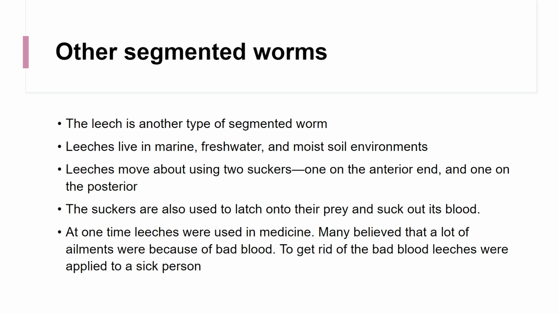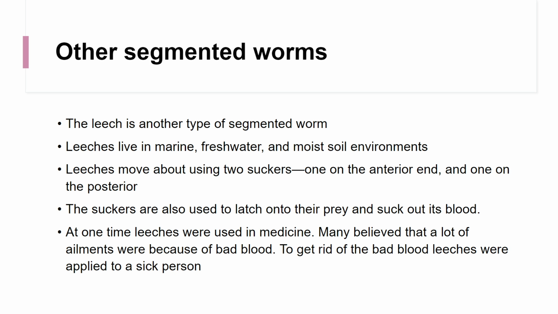There are other types of segmented worms as well, even though we were focusing on the earthworm. The leech is another type of segmented worm. It tends to be mostly freshwater. There are marine types, or some that live in soil. They do have two suckers on the head portion or anterior end, and they are usually going to have one on the posterior or back end. And those suckers are used to latch onto their prey.